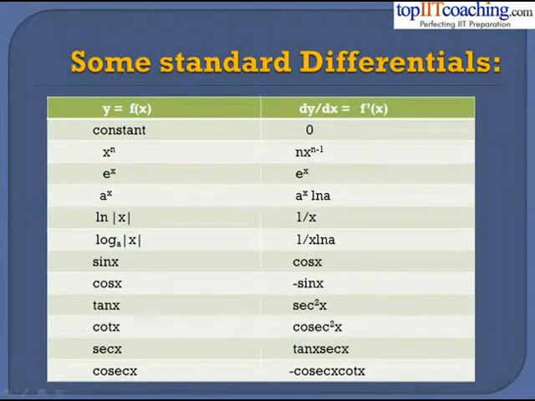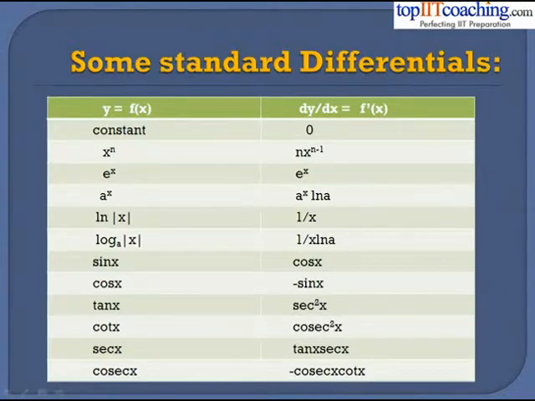If y is equal to cot x, then dy by dx is equal to minus cosec square x. The differential coefficient of sec x is tan x into sec x, and similarly the differential coefficient of cosec x is minus cosec x into cot x. These are some of the very standard differentials of some very standard functions.